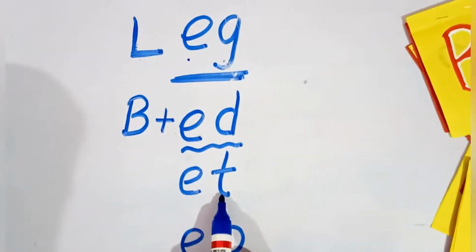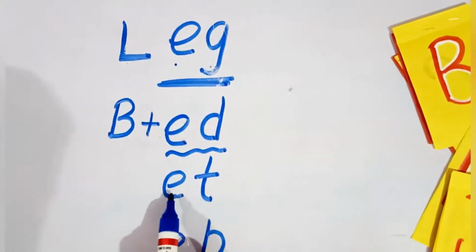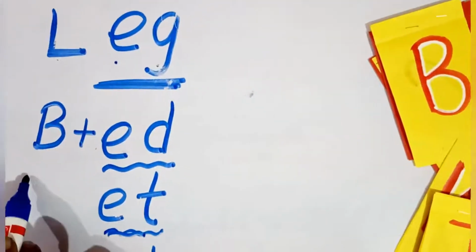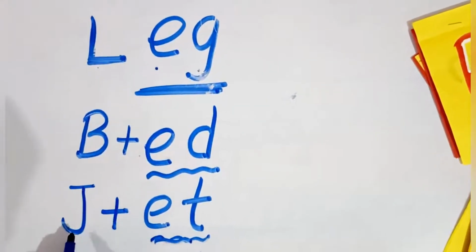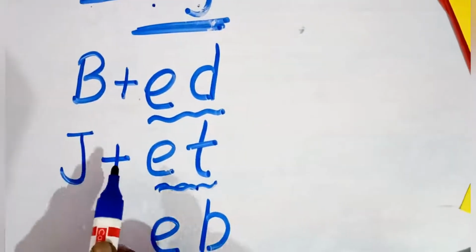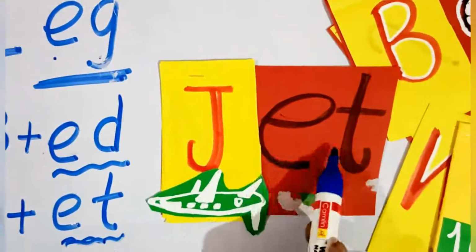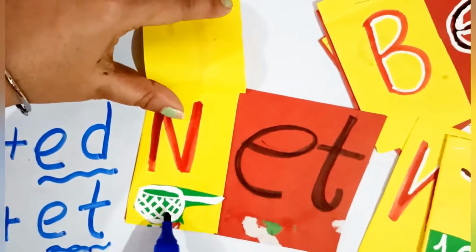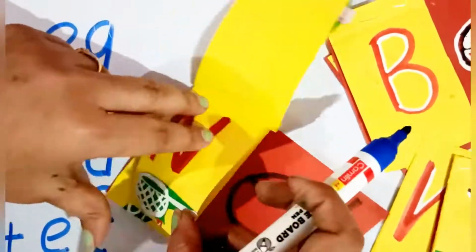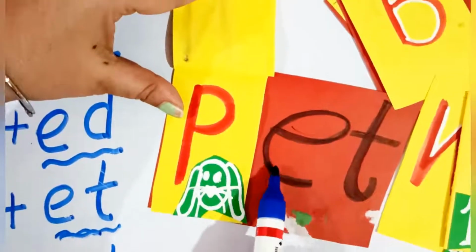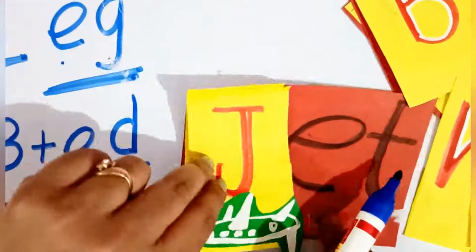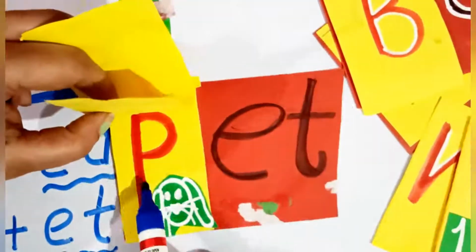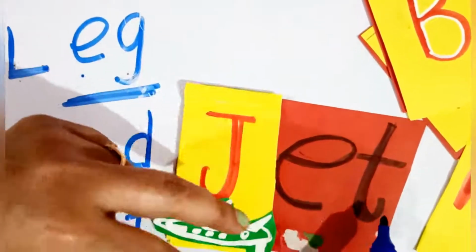One is the ET word. ET together. This is a two letter word, na? Et, et. Together, it will come like this. If we add J with et, see, this is one jet. J, et, jet. And next one is N, et, net. This is a net. And next one is P, et, pet. These are all ET sound, three letter words.